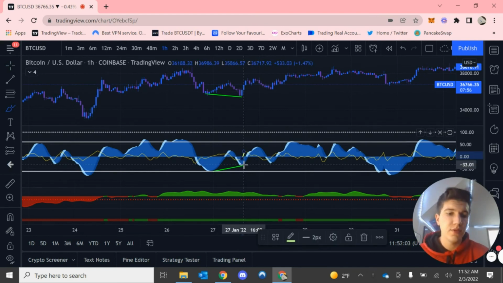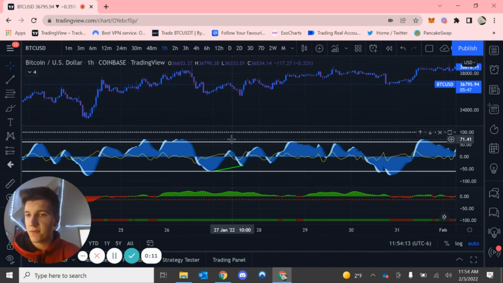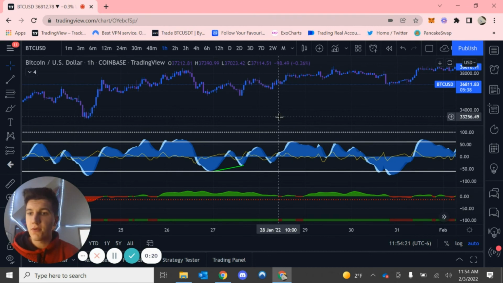Thanks for watching this short video on VWAPs on Market Cipher B. What you want to be looking for with VWAPs is it crossing over the zero line. This adds extra confluence when you are trading divergences. And so when a VWAP is crossing up, you tend to want to be looking for bullish divergences. And when a VWAP is crossing down over the zero line, you want to be looking for bearish divergences.